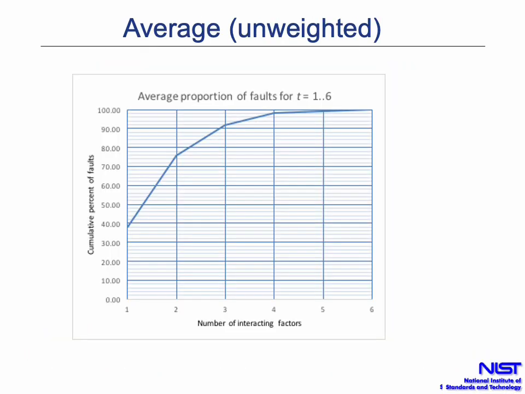Here we have the average of the fault profiles shown in the previous slide, and here we can see that 75% roughly were caused by either a single factor or two factors interacting, and more than 90% can be accounted for by no more than three factors. And again, almost all were caused by no more than four factors. Only a small percentage involved five or six-way combinations.